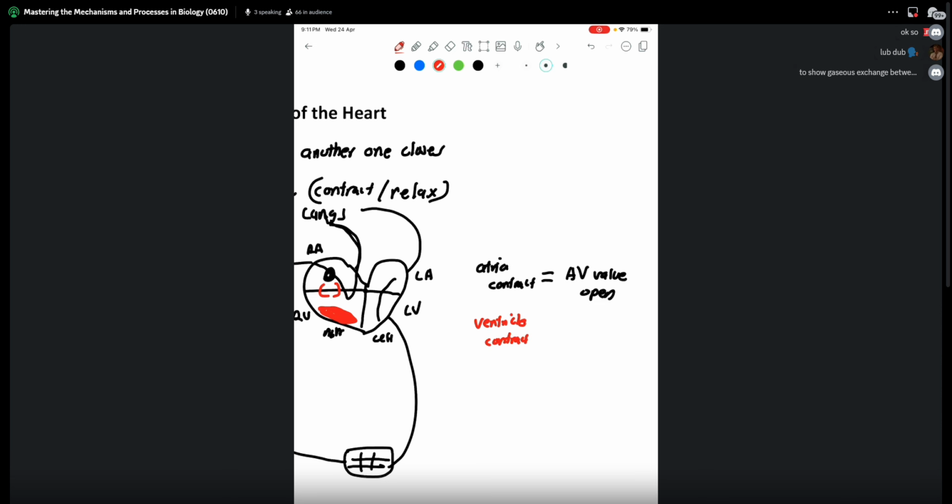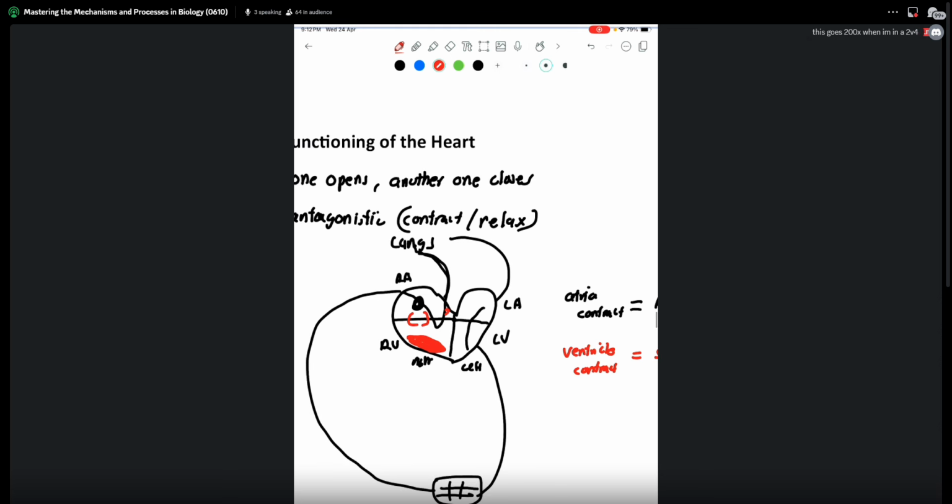So when the ventricle contracts, the SV valve opens and the AV valve closes. See, one opens, another one closes. It's always like that. So the SV valve opens, the semilunar valve will open here to allow blood to eject out to the rest of the body.